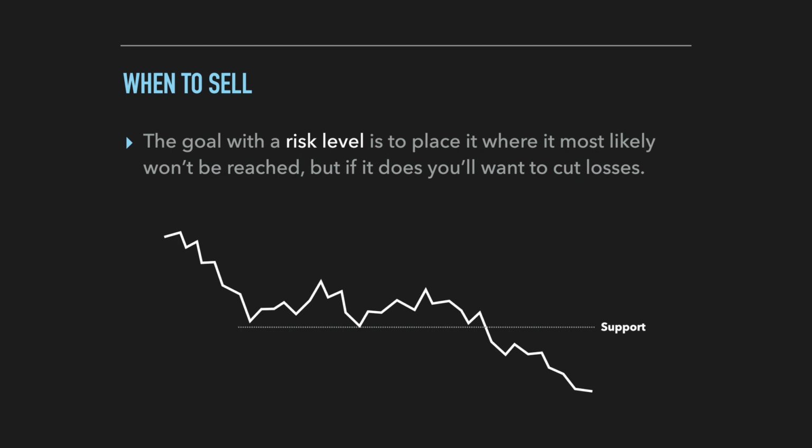So one very common way that people will come up with a risk level is to set it just below a level of support. That way, if the stock does end up breaking down below support, you're going to quickly get out of that position, cut your losses, and you don't necessarily have to worry about when a new level of support is going to form. You can simply wait from the sidelines and look to re-enter into a new position when that new support does end up forming.